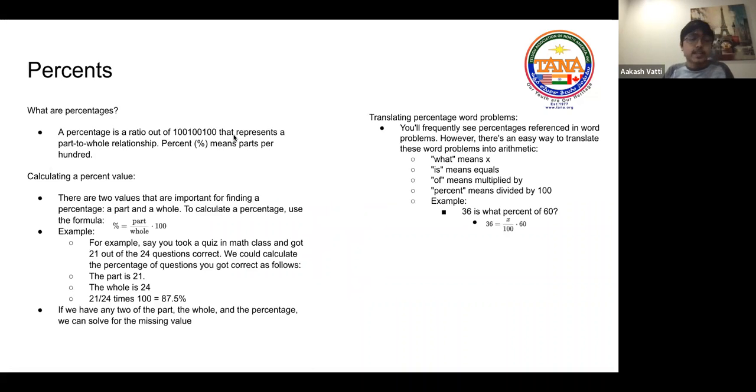Anyways, back to percentages. So percentage is a ratio out of 100. I did not mean to write 100 three times. Just fix that on the slides.